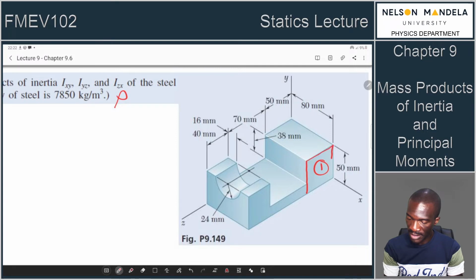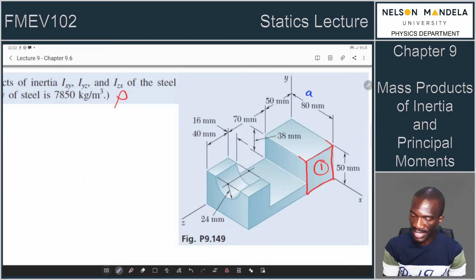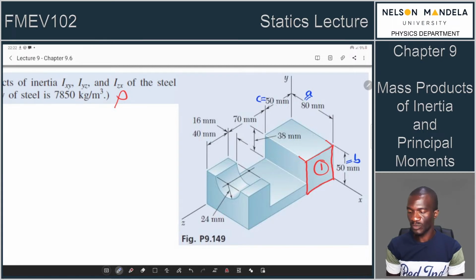So this can be shape number 1. It's a volume, so it's made of the other side as well. For that object number 1, we can give some names to these variables. We can give this side to be A, then this side is B, this side is C. So we now have the actual volume, we can actually find it.